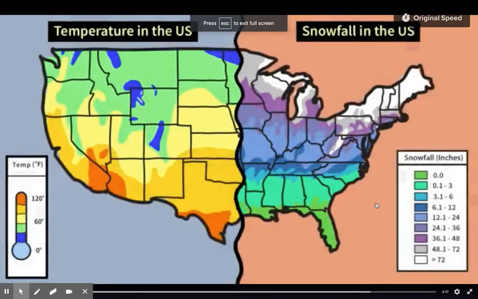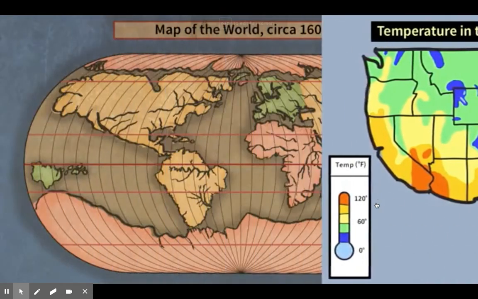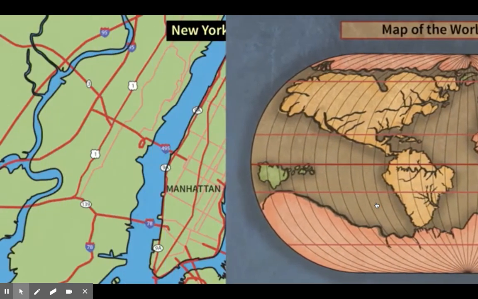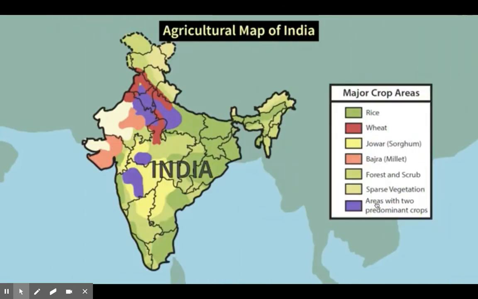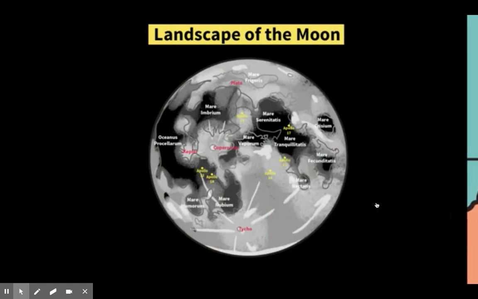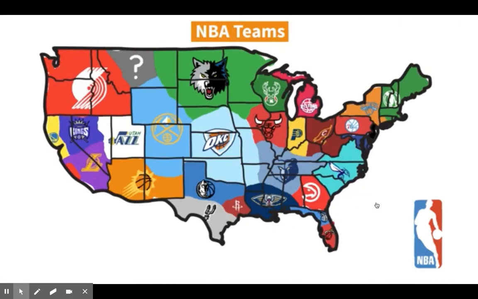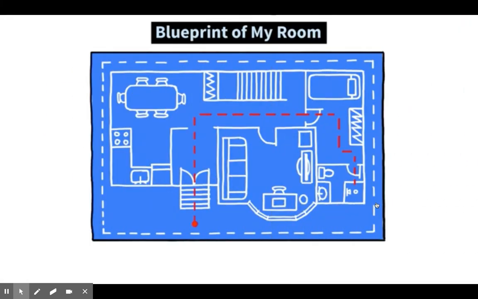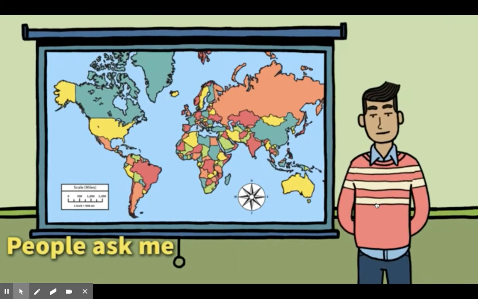You know, maps are pretty cool. They can tell us what something looks like, how to get somewhere, can give us information about places and people. You know, a map is kind of like a book. You need to know how to read it, or it doesn't make sense. But it's not that hard. Just get it. Yeah. People ask me, what's a map?